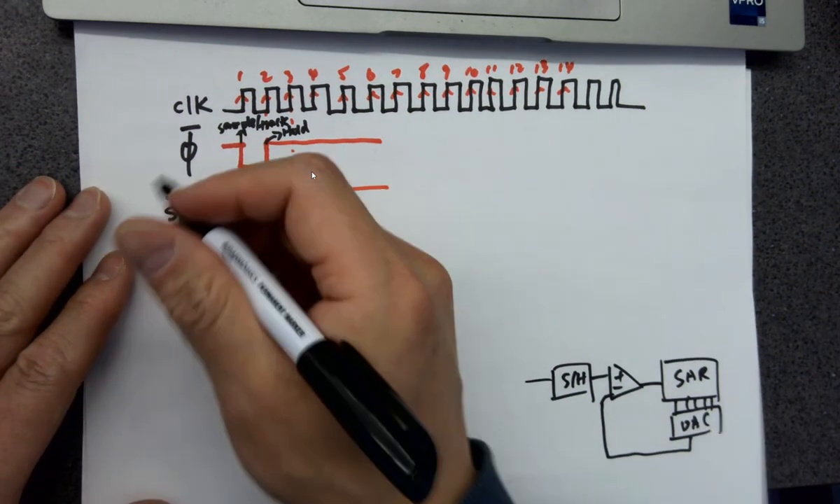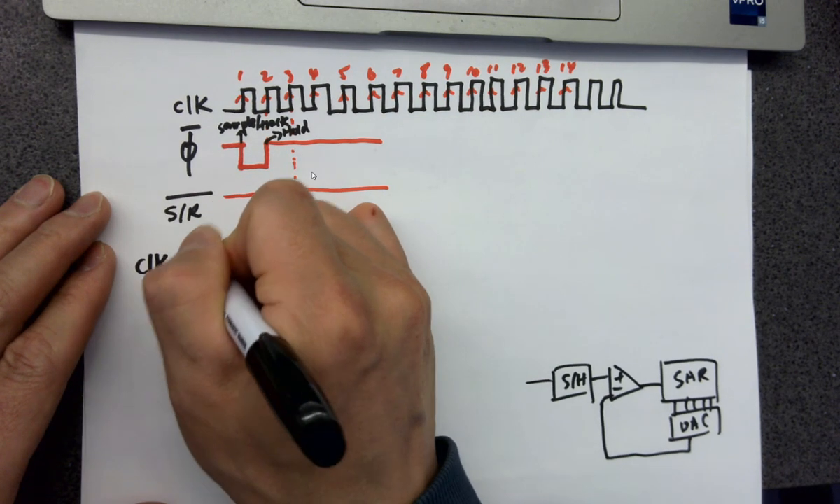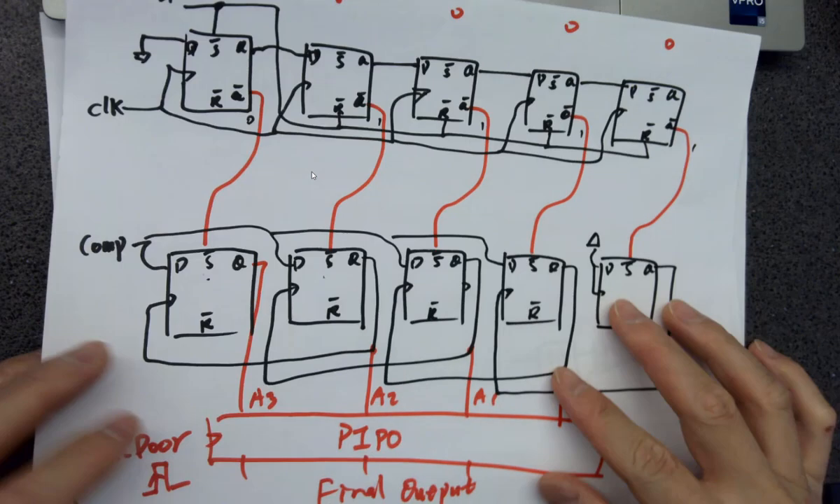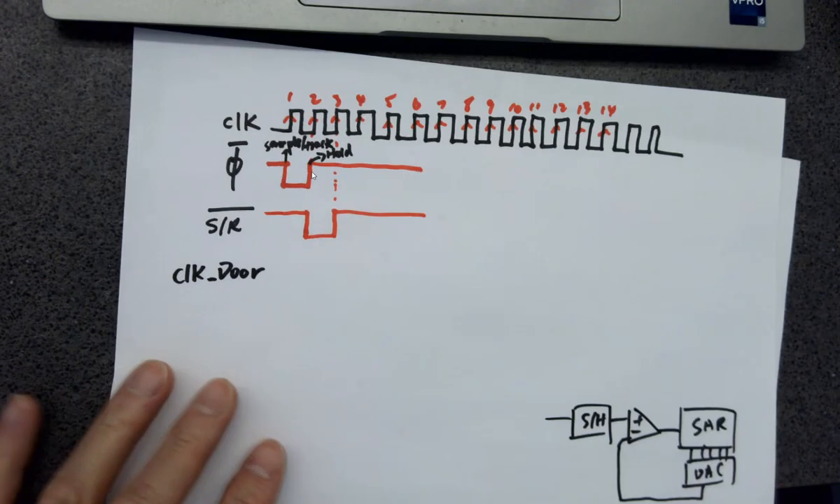All right, now we can start counting. And you got another clock. It's called clock and door. It's a door clock. Because this one's clock, because now the conversion starts.